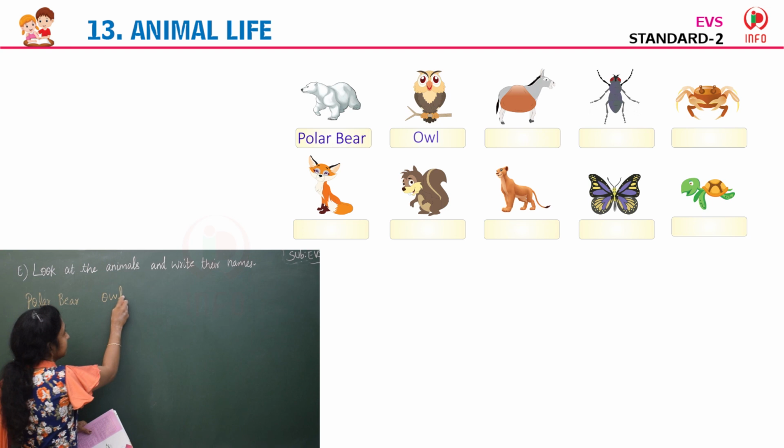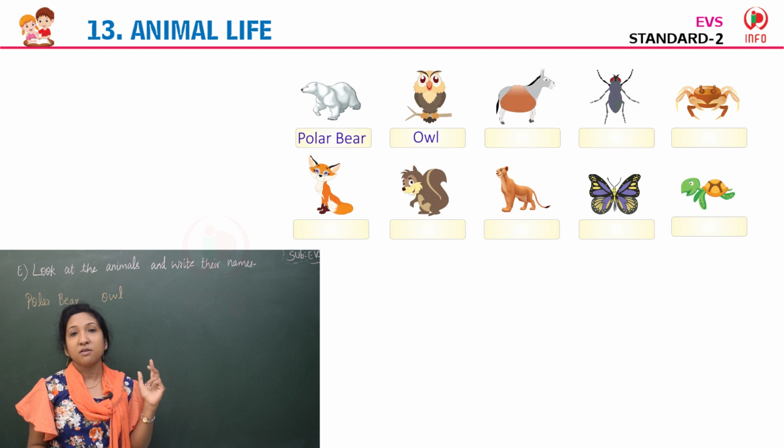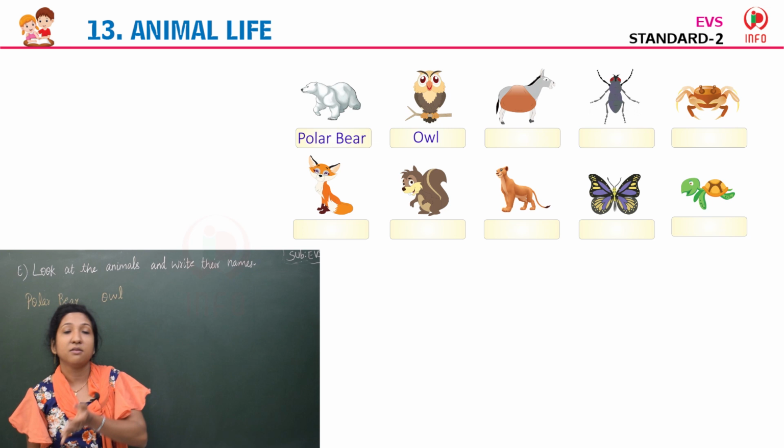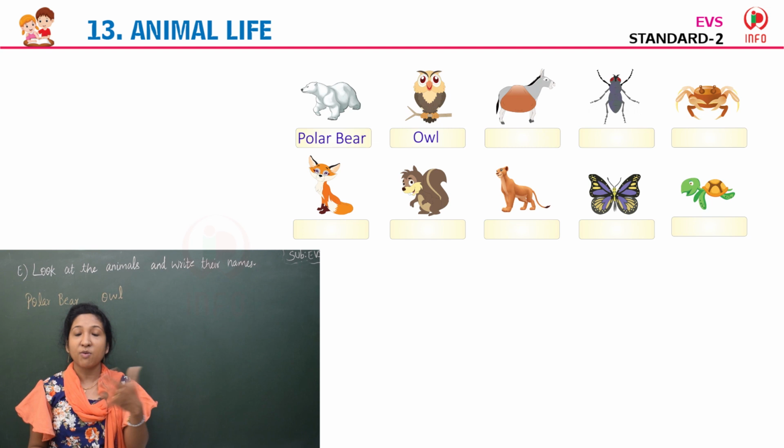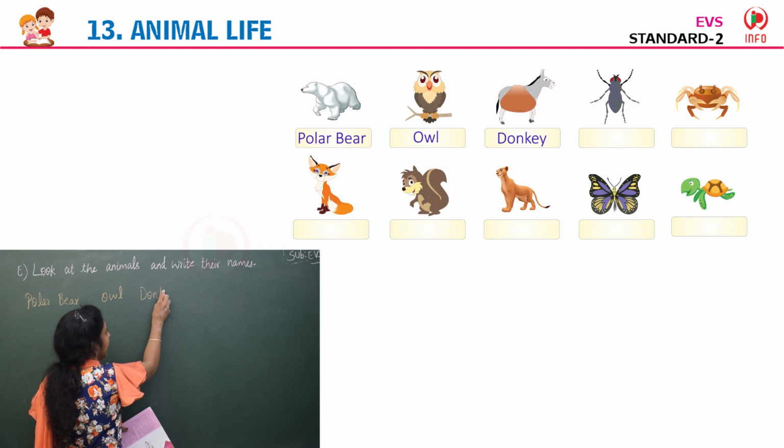Now coming to the third image. Which animal is here? The animal that helps people in many ways to carry their loads and things from one place to another. Yes, donkey. D-O-N-K-E-Y, donkey.